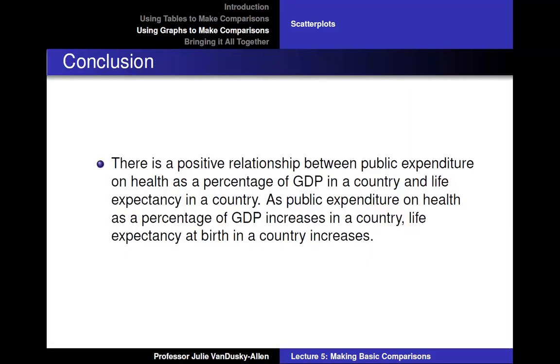So we can conclude that there is a positive relationship between public expenditure on health as a percentage of GDP in a country and life expectancy in a country. As public expenditure on health as a percentage of GDP increases in a country, life expectancy at birth in a country also increases.